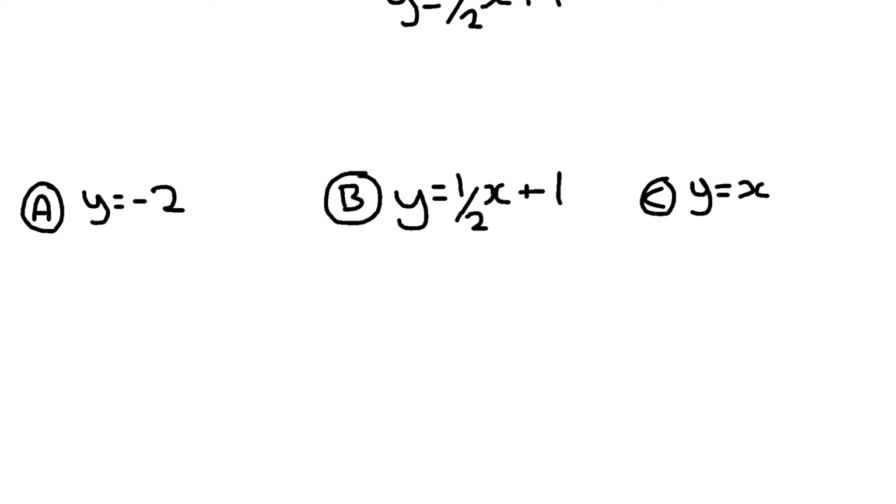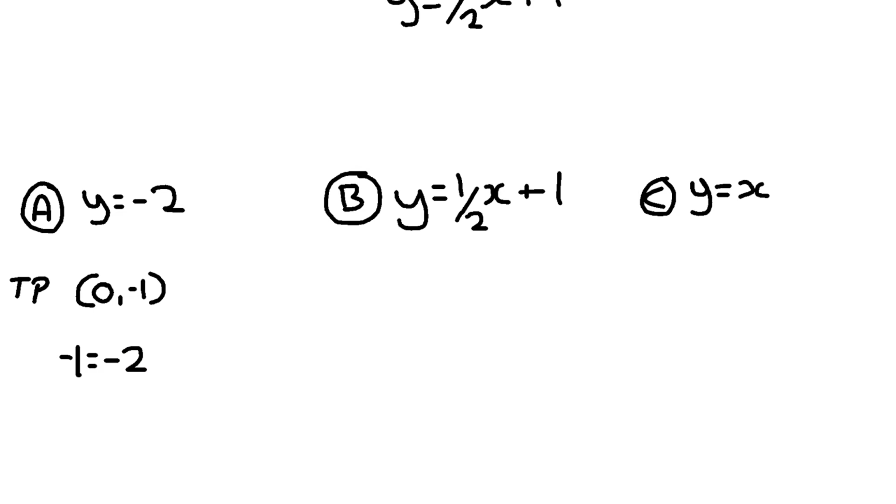So what I'm going to do now is select test points to help me identify the inequalities and whether or not they satisfy each of the equations of the line. So I'm going to write TP as my test point. Now the first test point I'm going to select is 0, minus 1. x being 0 and y being minus 1. So I'm going to substitute negative 1 into the A equation. So we have minus 1 equals minus 2.